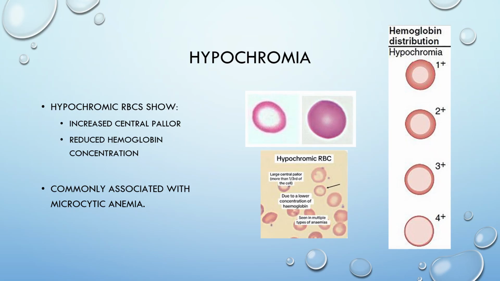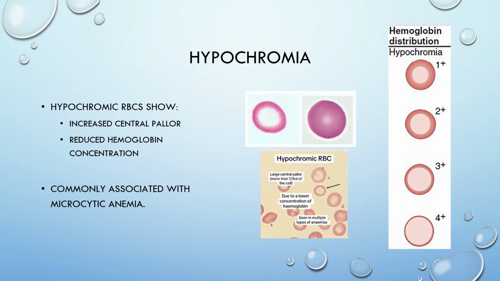Instead of occupying about 1/3 of the cell diameter, the pale region becomes much larger, sometimes making the cell look like a thin ring. This change often occurs when developing erythrocytes are unable to synthesize adequate hemoglobin during maturation in the bone marrow. As a result, the cells enter circulation with reduced hemoglobin content. Hypochromia is commonly associated with microcytic anemia patterns, particularly conditions involving impaired hemoglobin production. Two classic examples you'll encounter frequently are iron deficiency anemia and thalassemia.